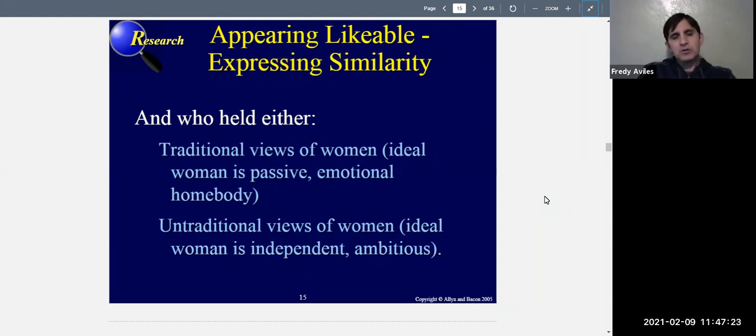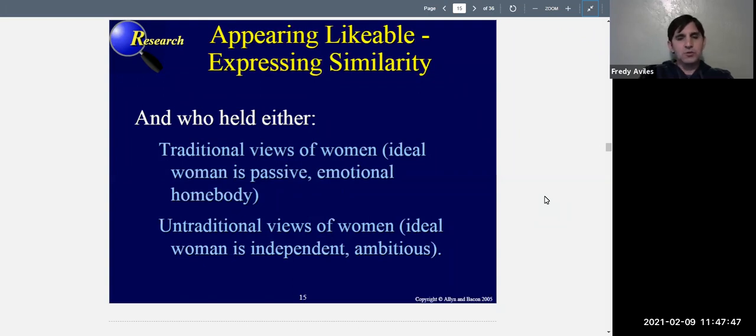And sometimes the women were told that the man had an untraditional view of women. He believes the ideal woman is independent, ambitious, basically wants to have her own job and be successful and basically go to school and get a college education, that kind of stuff, right? So here's the thing though.